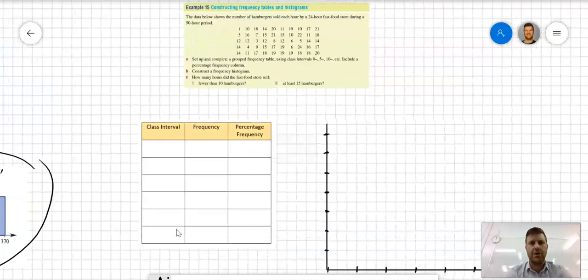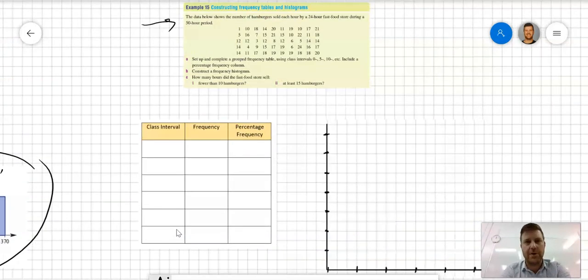I'm reading from here now, guys. The data below shows the number of hamburgers sold each hour by a 24-hour fast food store during a 50-hour period. So there's 50 data sets here. Okay, so quite a lot of data.